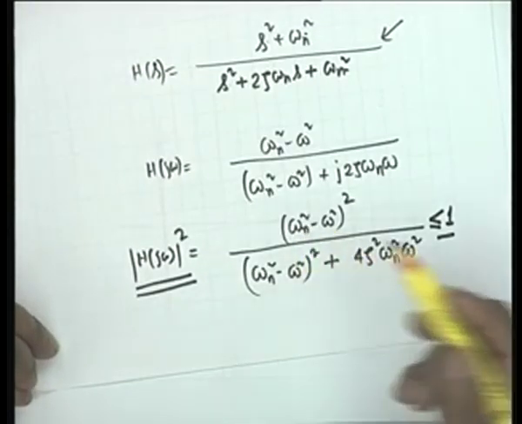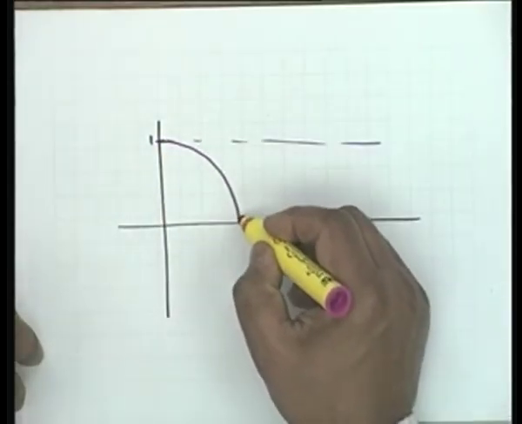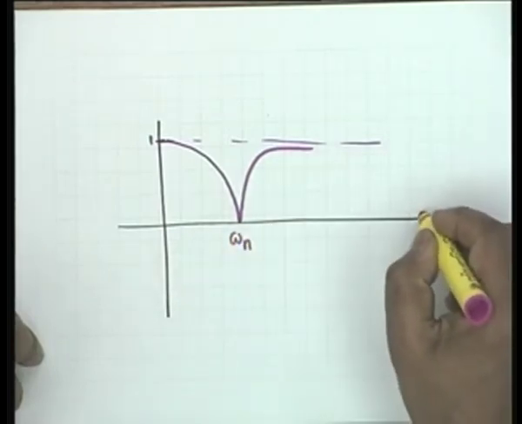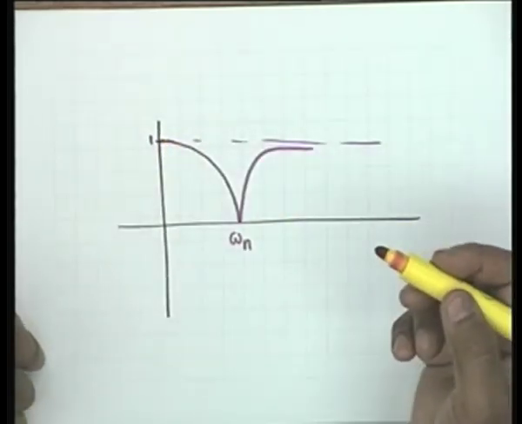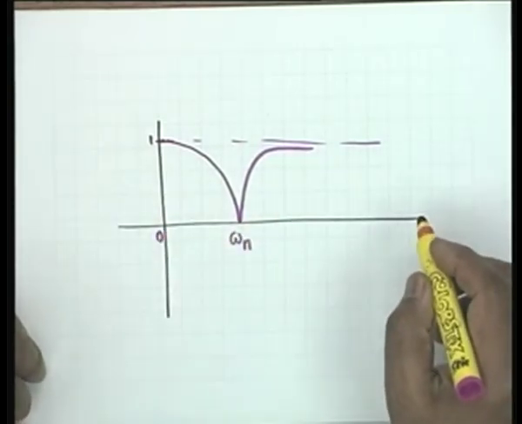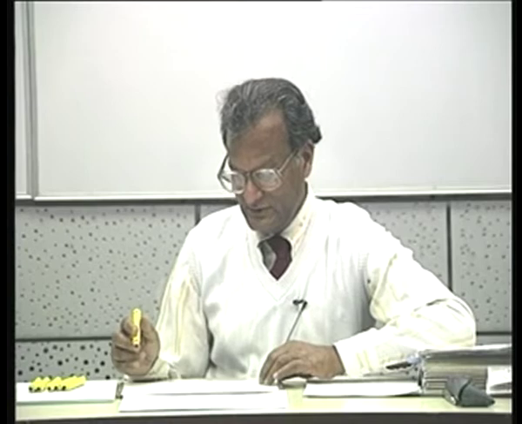Also it is obvious that at omega equal to omega n the value is 0. So the minimum value is 0 at omega equal to omega n, and the maximum value is 1 occurring at 0 as well as at infinity. Okay, this is the magnitude plot. Yes, any question? Is it differentiable at omega equal to omega n? No. There is a sign change, there is a discontinuity.